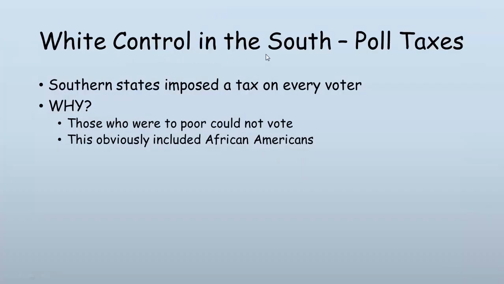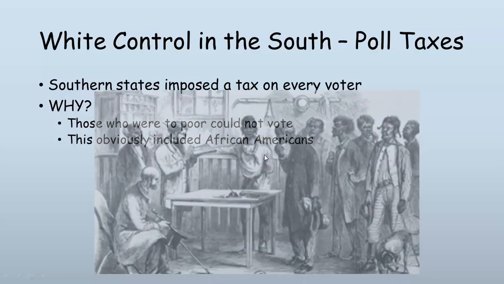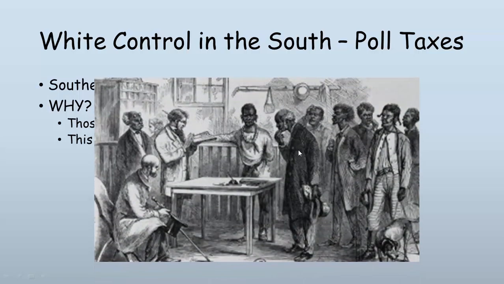White control in the South. How do they keep African Americans from voting? They instituted things called poll taxes. Poll tax, pretty simple to understand. Southern states impose a simple tax on every voter. Well, why would you do it? Those who were poor could not vote. Well, who was poor? The African Americans. So what are you doing? If you can't pay the tax, you can't vote. So basically they took rights away from African Americans, right? So this guy's there, he's ready to vote, and they're like, hey, where's your tax? Can't pay it? Well, can't vote, right?